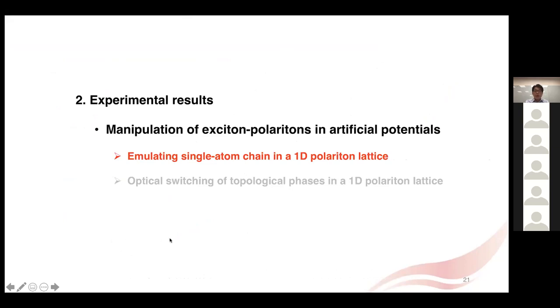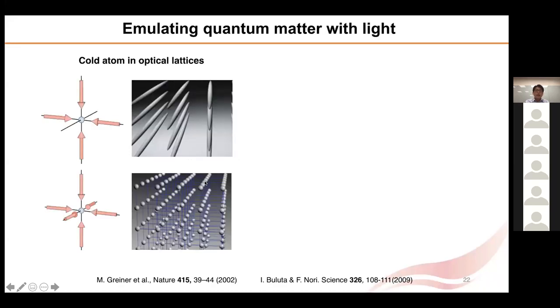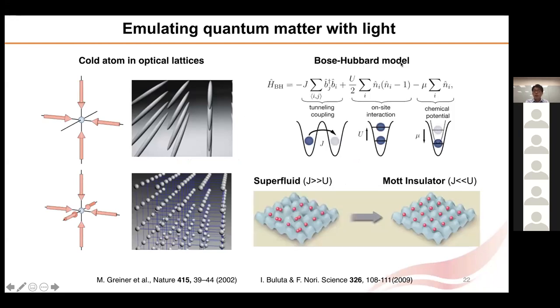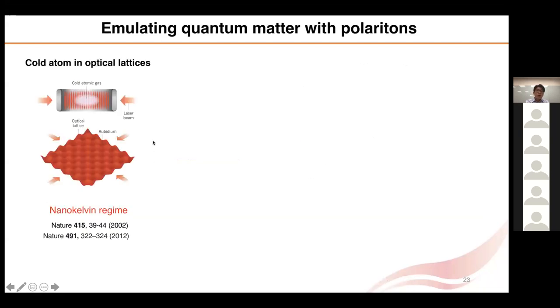Having created those polariton states, in the following, I will show how we manipulate those polariton states with artificial potentials. We know that in the field of cold atom systems, the introduction of optical lattices has largely promoted the development of quantum simulation. Indeed, people can simulate those Bose-Hubbard models to realize the quantum phase transition, for example, from superfluid to Mott insulator by changing the tunneling coupling as well as on-site interactions. Indeed, people are using those systems to simulate quantum phase transitions.